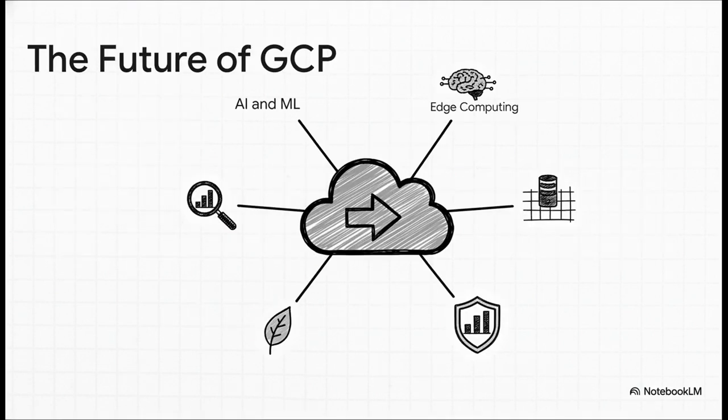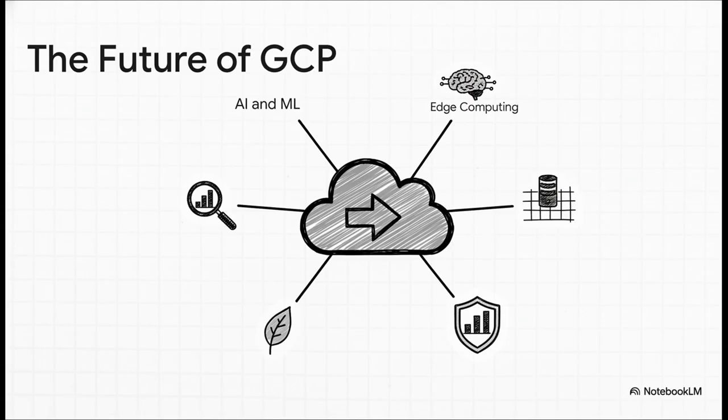So what's next? Well, GCP is clearly placing its bets on the technologies that are going to define our future. We're talking about a huge focus on artificial intelligence and machine learning, of course, but also things like edge computing, even more advanced data analytics, and a big push on cybersecurity and making the cloud more sustainable.